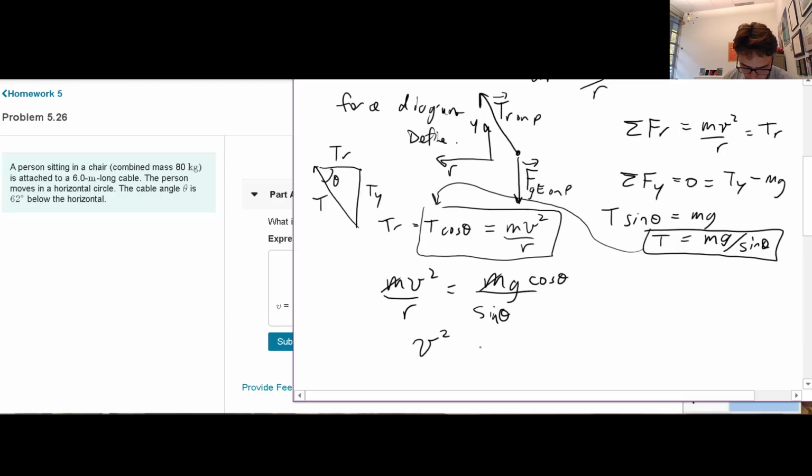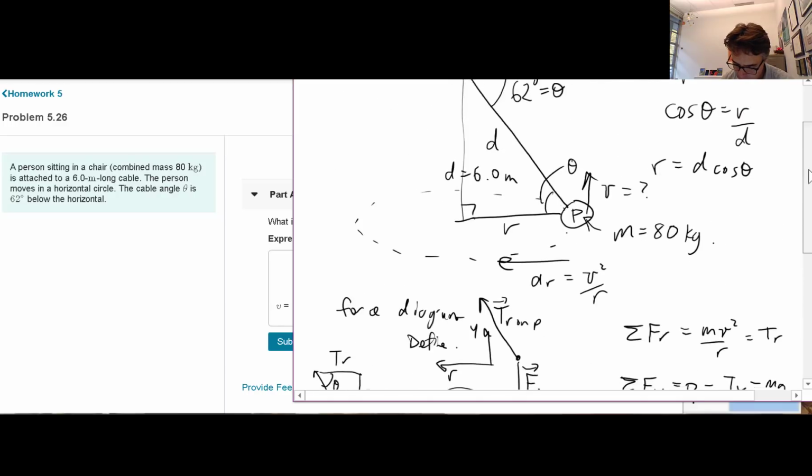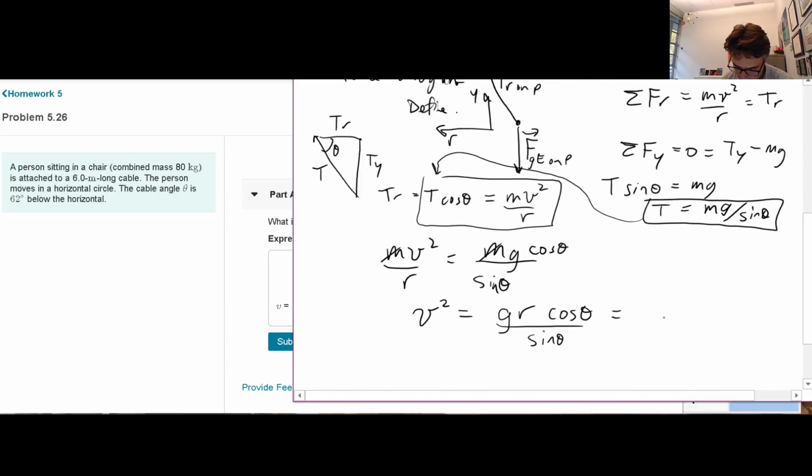We've got v squared is equal to g times r times cosine theta divided by sine theta. And remember that r was equal to d cos theta. So it's equal to g times d times cos squared theta, since cos theta times cos theta is cos squared theta, divided by sine theta. And we're going to take the square root of both sides. So v is equal to the square root of g times d times cos squared theta divided by sine theta.